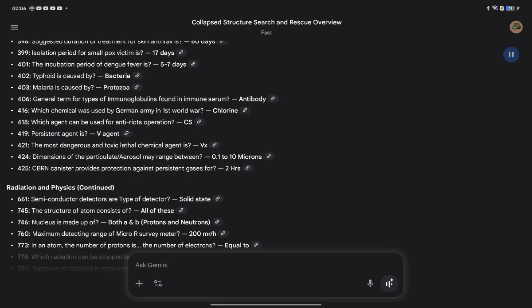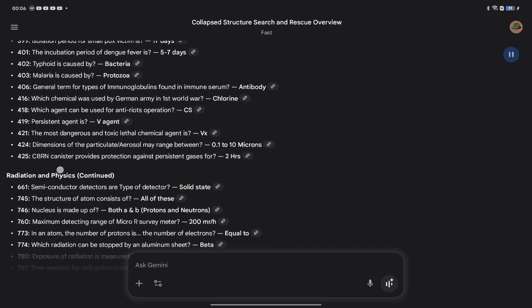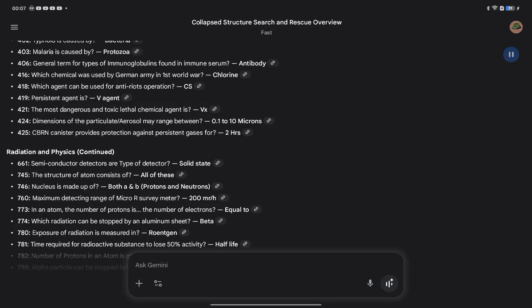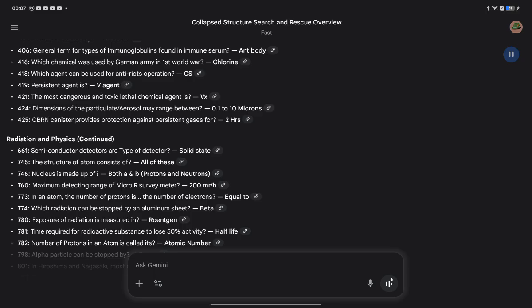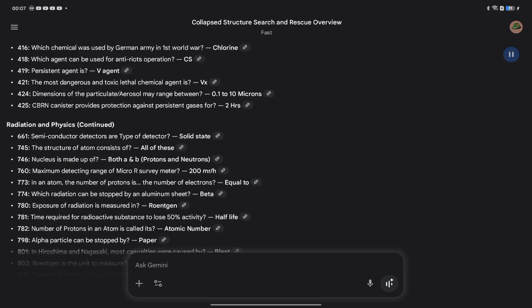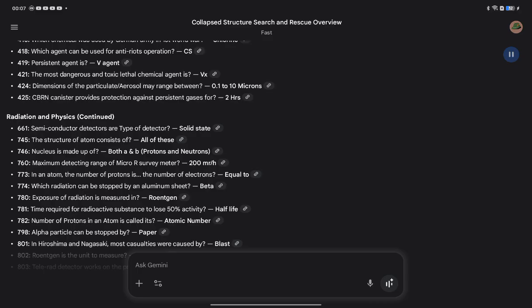399. Isolation period for smallpox victim is 17 days. 401. The incubation period of dengue fever is 5 to 7 days. 402. Typhoid is caused by bacteria. 403. Malaria is caused by protozoa. 406. General term for types of immunoglobulins found in immune serum. Antibody. 416. Which chemical was used by German Army in First World War? Chlorine. 418. Which agent can be used for anti-riots operation? CS. 419. Persistent agent is V agent.